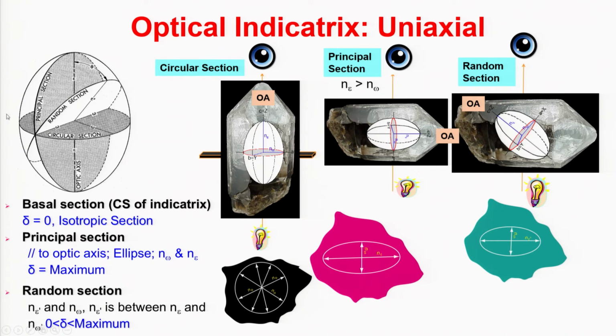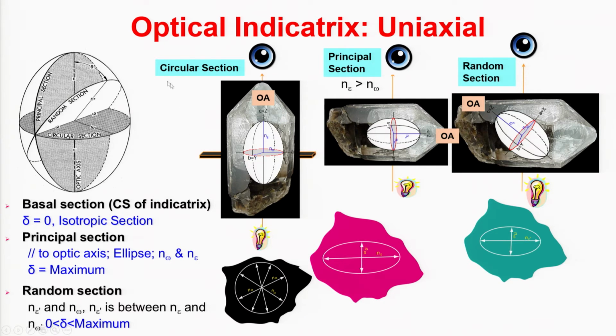Now, this is another optic orientation which is perpendicular to the optic axis, which is the circular section of the indicatrix, which we have already defined. Here this optic axis is vertical, and the plane of observation is the circle. So, in this case birefringence is 0. The radius is n omega, or omega.